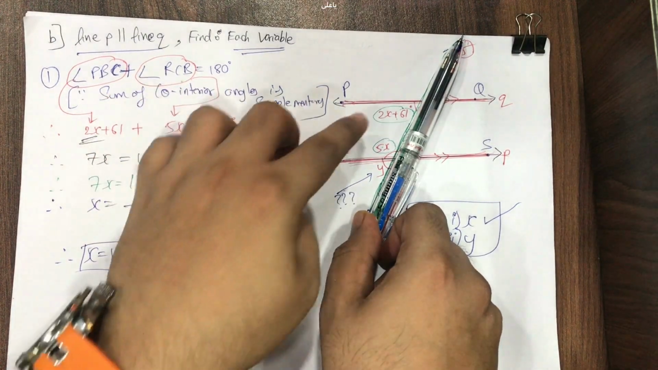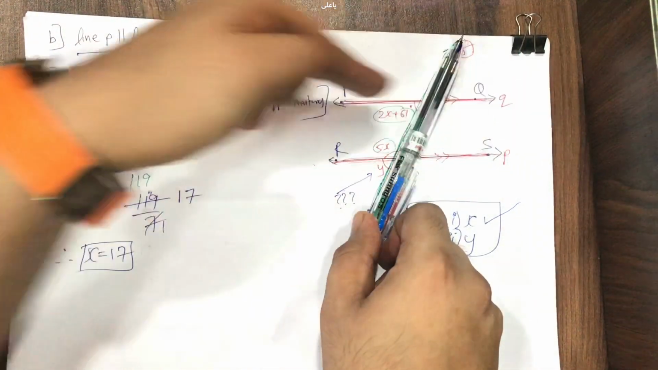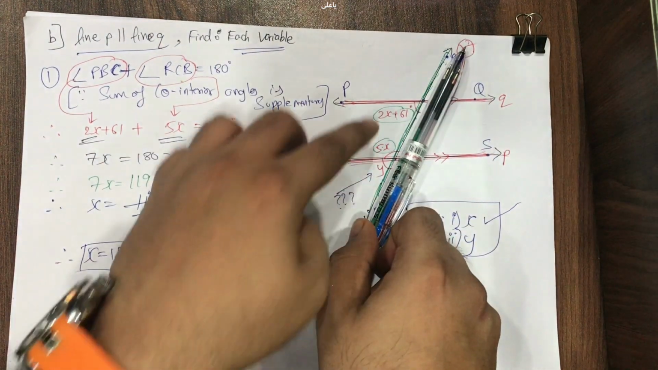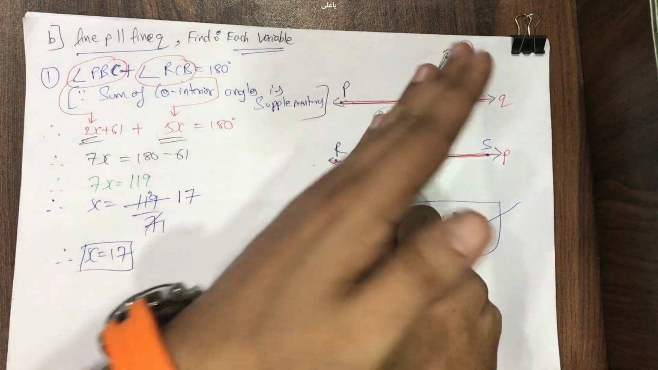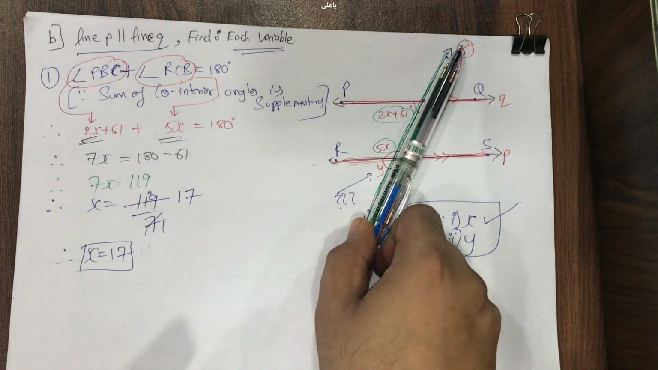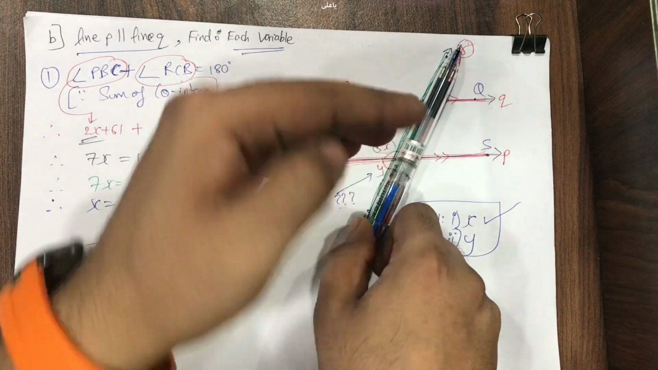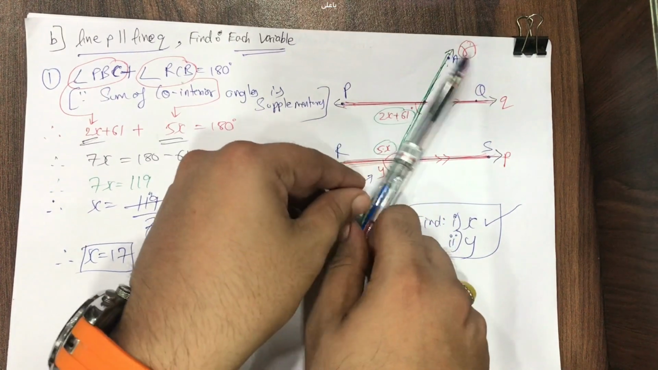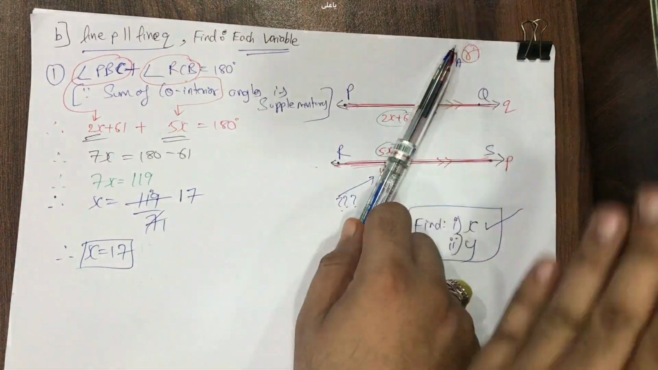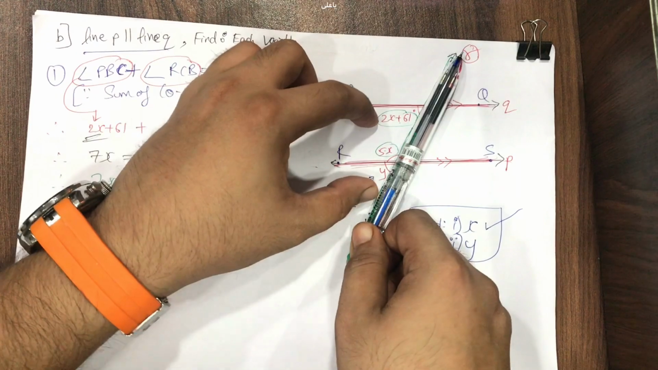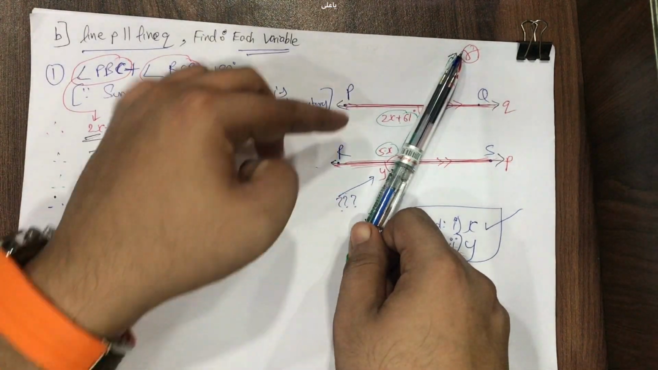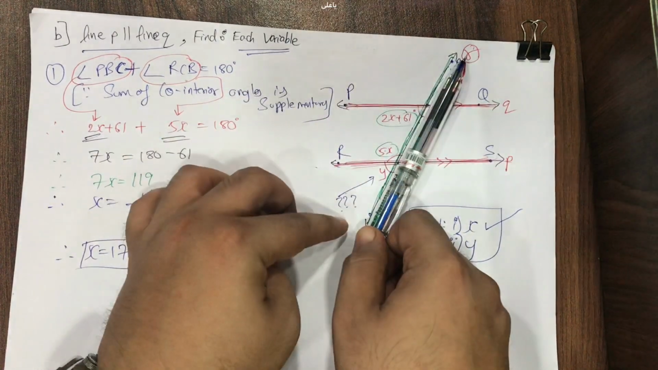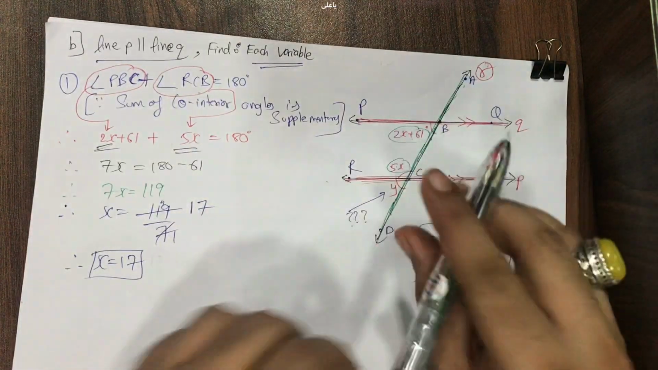Yes or no? Once again, this 2x plus 61 is below this line PQ. This angle y is also below this line RS, and both this 2x plus 61 and this angle y are on the left hand side of the transversal. So whenever we have any pair of angles which are at the same position, that is, both on one side of the transversal, this pen is my transversal, either both angles on the left or both on the right. Here 2x plus 61 and angle y are both on the left and both are at the same position. This one is below line PQ and this angle y is also below line RS. That means these two angles are equal.